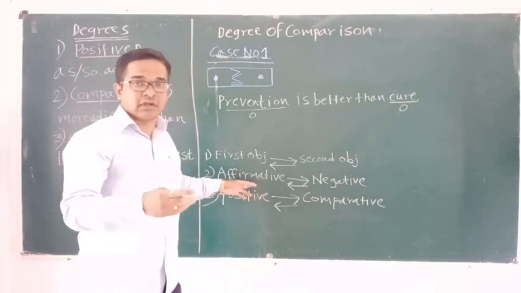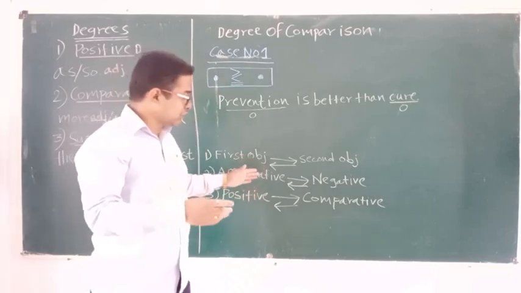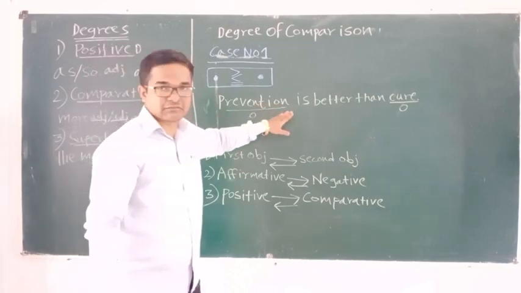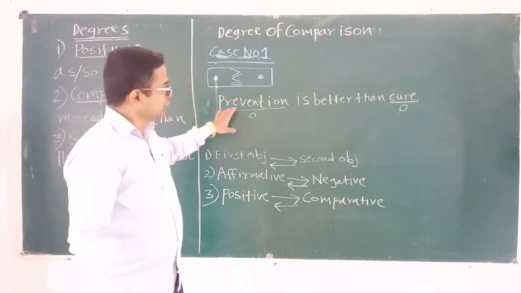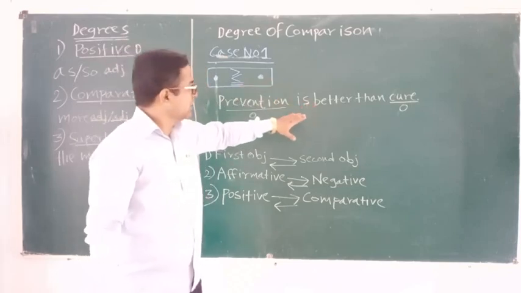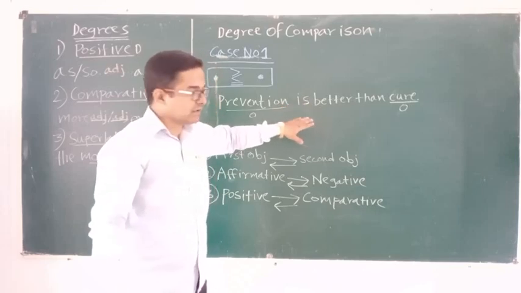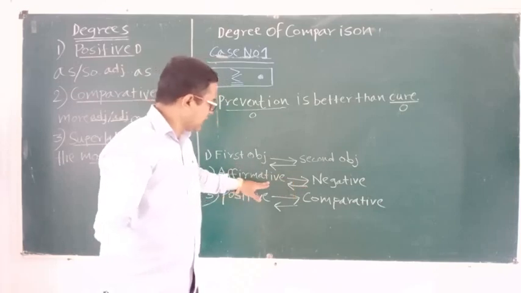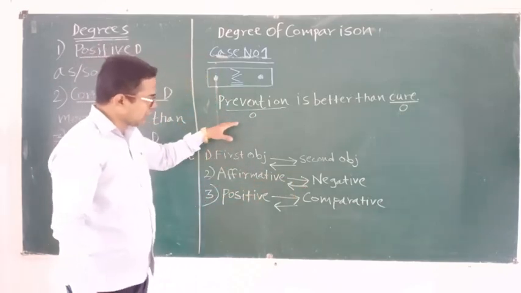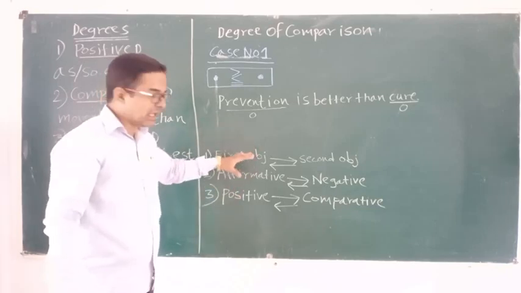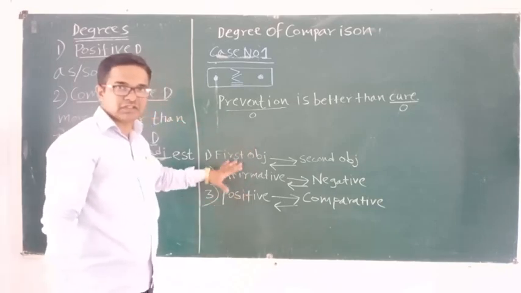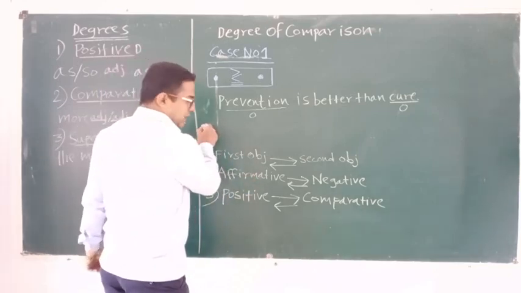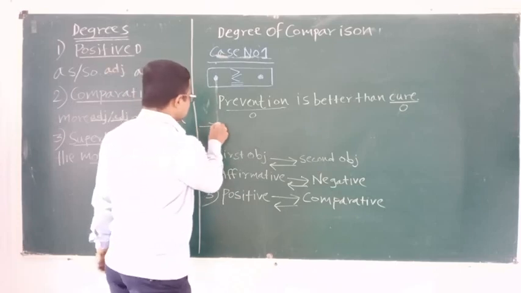Positive in the sense there is no negation. In this sentence, there is no negation. When we convert this sentence into positive degree, then we have to use negation. So we have to apply this rule. While solving this sentence, we have to apply all three rules. Three rules are important. So now we can solve this sentence.